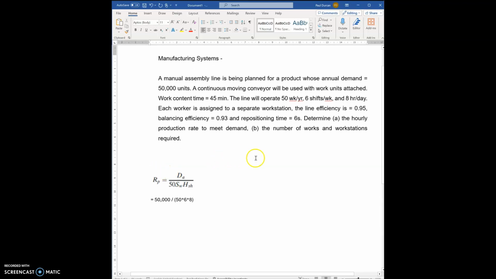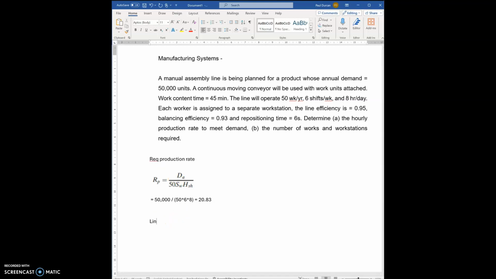So it's 50 by 8. If we calculate that out, we basically get a rate, our RP, of 20.83. That's our required production rate. That's our RP.